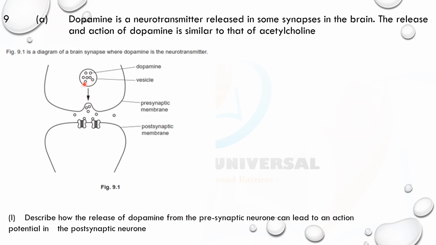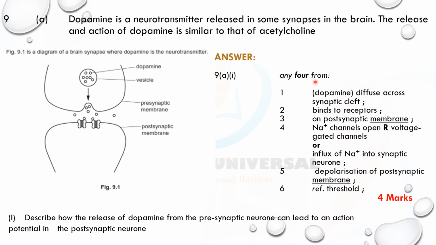Once dopamine is released, just like ACh, the dopamine diffuses across the synaptic cleft, this gap here, and then binds to its receptor. Can you see this ligand gated receptor here? When it binds to the receptor, the sodium ion channel will open. The sodium ions diffuse inside and cause depolarization. Then depolarization leads to action potential. Simple.